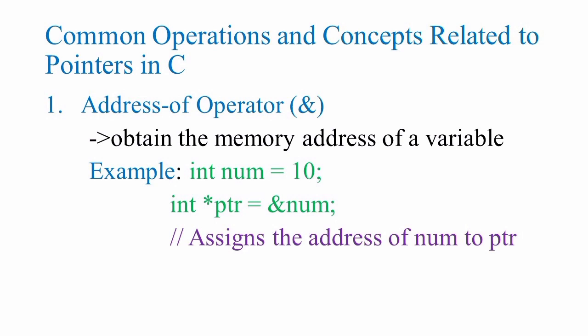The first one, address of operator. The address of operator is used to obtain the memory address of a variable. Say for example, in the first line, a variable is declared and the value 10 is initialized to it. In the second line, it assigns the address of number to the pointer.